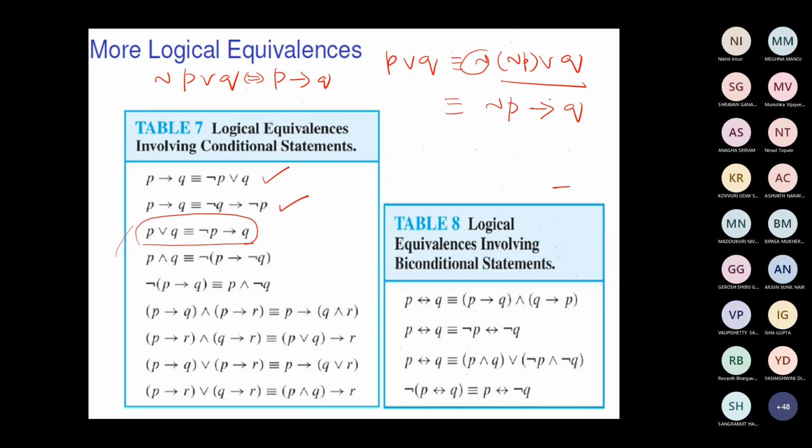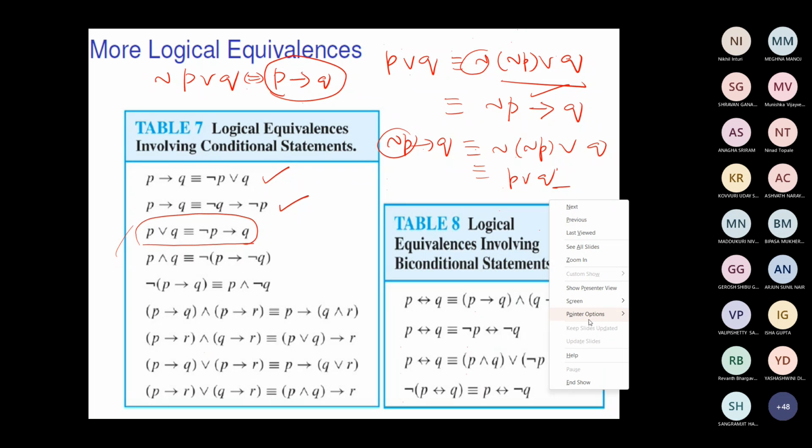Can you do the other way? You can start from here and you can prove the other part. Not P tends to Q is equivalent to, you know very well, P tends to Q is not P or Q. So not of this or Q, so that is P or Q. This way also you can prove. Proof and all not necessary, just to get an idea, to feel that you can understand and do all this.